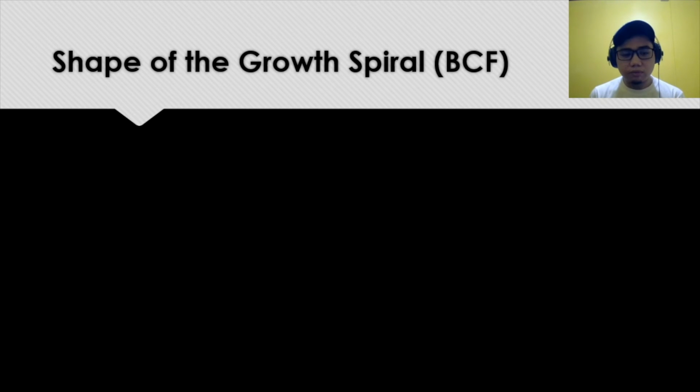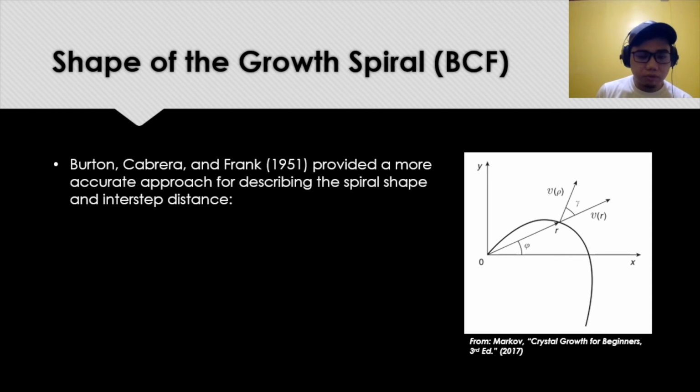Next up is the BCF theory for the shape of the growth spiral. BCF stands for the names of its major proponents, who are Burton, Cabrera, and Frank. They were able to provide a more accurate approach for describing the spiral shape and interstep distance. For instance, shown here in the illustration at the right, the velocity vector for the rate of advance is further broken down into two components: V_R, which is the component along the radius vector, and V_rho, which is the component of the velocity normal to the step.